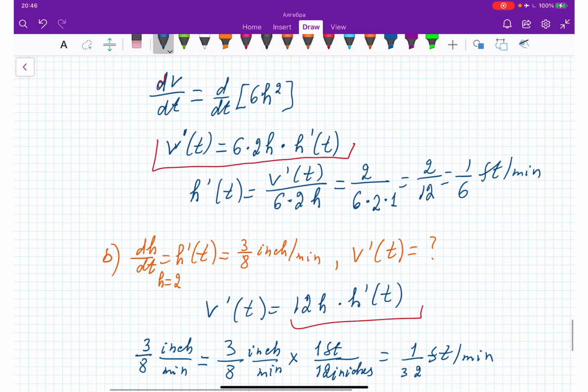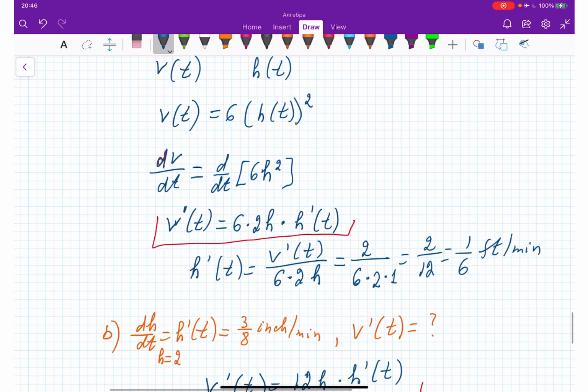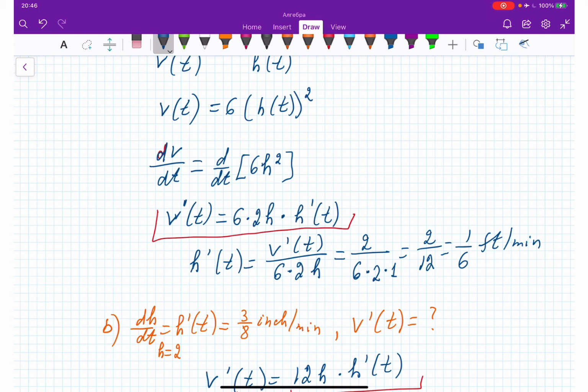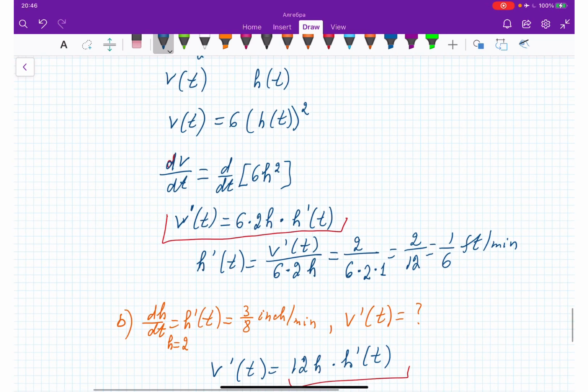And the rate of change for the height is 1/6 feet per minute as you pour the water into the trough. So here is a nice example of a problem that is used in life, an example of using the first derivative.